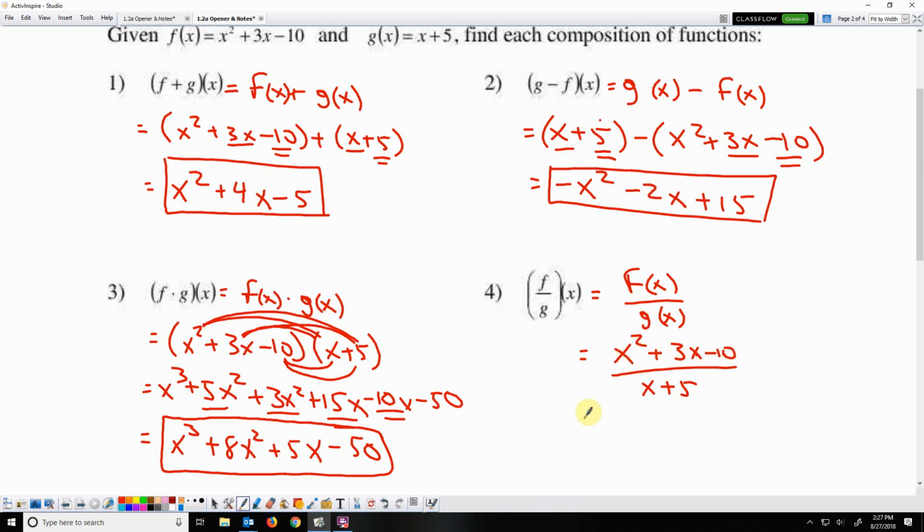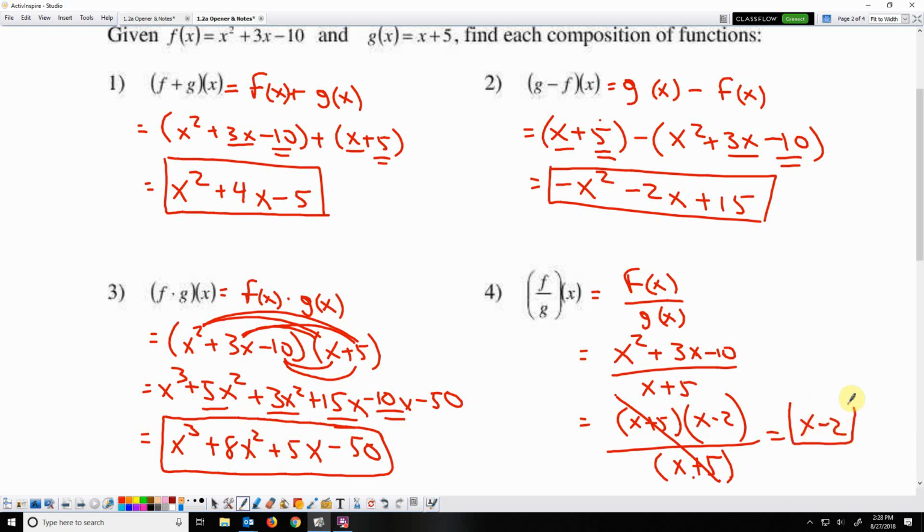I can factor that numerator, and two numbers that multiply to negative 10 and add to positive 3 are 5 and negative 2. So this will factor to x plus 5 times x minus 2 over x plus 5. In this step up here, I was looking at 5 different terms. Now down here, I'm not looking at terms anymore. I'm looking at 3 different factors. Factor here, here, and here. And I can cancel factors. So I'm left with x minus 2.